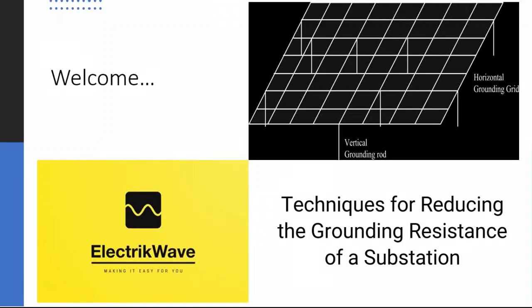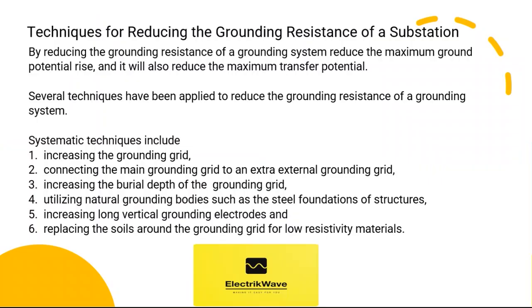Welcome. Let's see techniques for reducing the grounding resistance of a substation. By reducing the grounding resistance of a grounding system, we reduce the maximum ground potential rise, and it will also reduce the maximum transfer potential. Several techniques have been applied to reduce the grounding resistance of a grounding system.